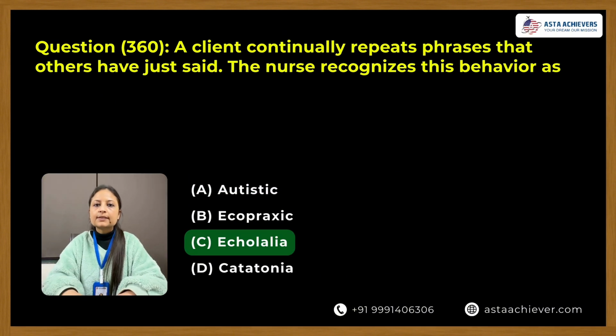Question number 360. A client continually repeats the phrases that others have just said. So the nurse recognizes this behavior as option A, autistic, option B, echopraxic, option C, echolalia, and option D, catatonia. So option C, echolalia is the correct answer.